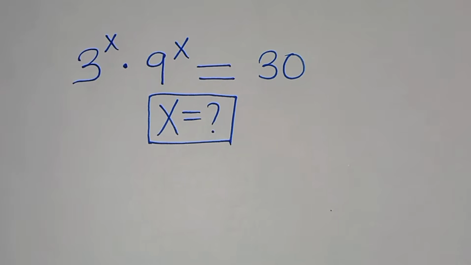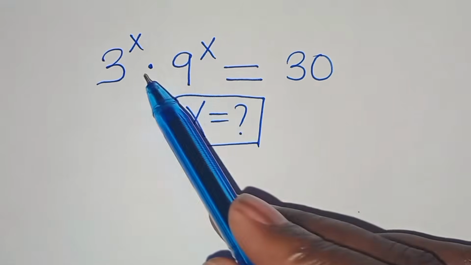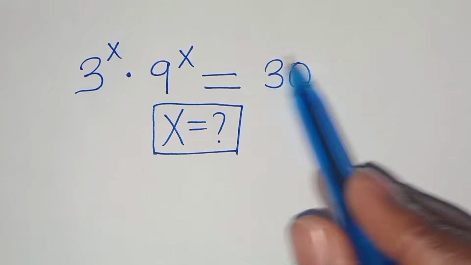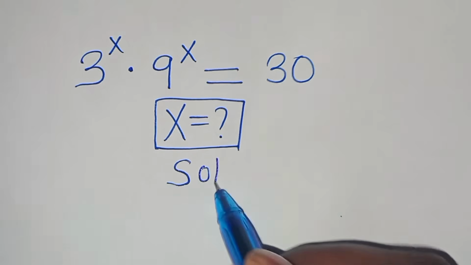Everyone, you're welcome to solve this nice exponential equation here, which is 3 to the power of x multiplying by 9 to the power of x. This is equal to 30. So what is the value of x? Now let's provide a solution from here.